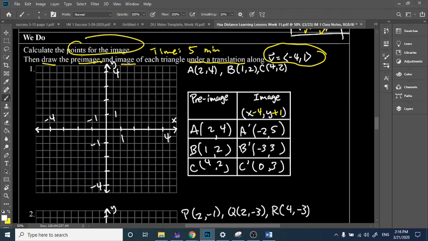Okay, so we calculated the points. Now we're going to draw the preimage first. So A is 2, 4. B is 1, 2. And then C is 4, 2. Alright, now let's draw. So we got that done. Now let's draw the image. Negative 2, 5. Okay, so it's like there.